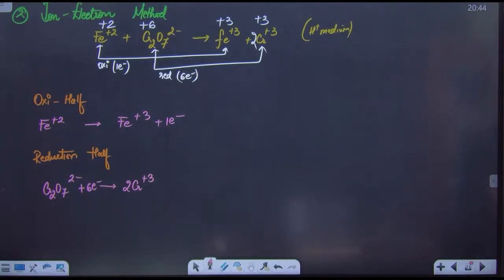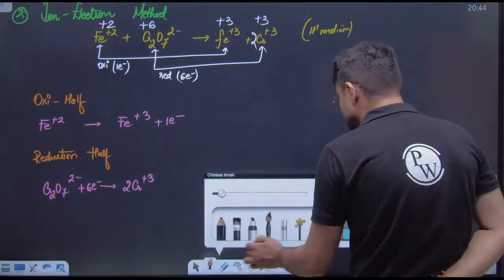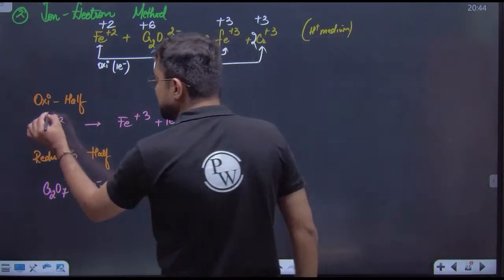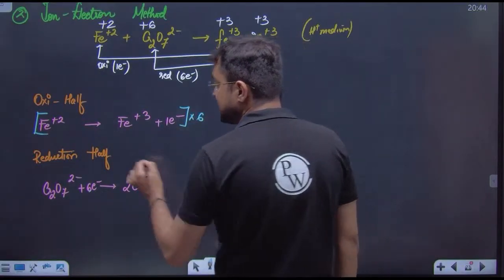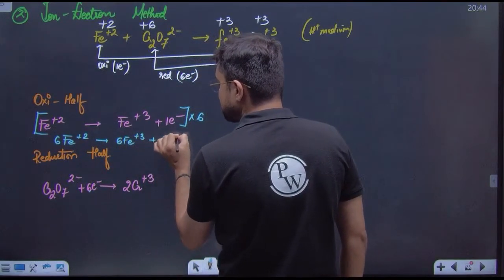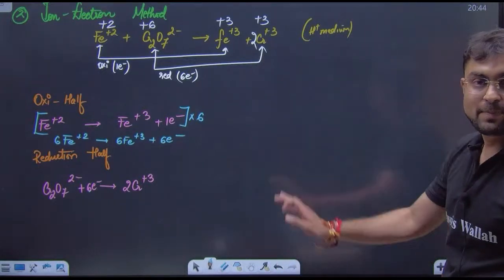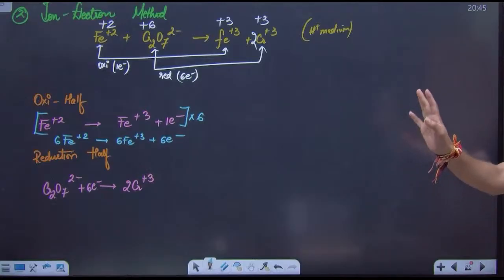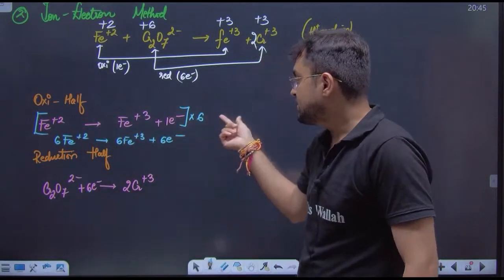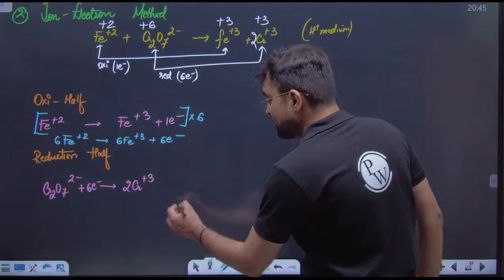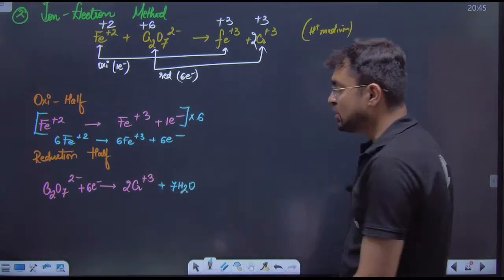Now once this is done, again our every step will be same. As you can see here, chromium needs 6 electrons, but iron is releasing only 1 electron. So now in the next step, we will multiply this entire reaction by 6. So I'll be getting 6 Fe dipositive, 6 Fe tripositive plus 6 electrons. Now I will balance oxygen and hydrogen atoms respectively. I will balance everything separately. But in iron, I cannot see any oxygen, I cannot see any hydrogen. Leave it. Now, reduction half, I can see 7 oxygen on the reactant side, but 0 oxygen on the product side. So I'll be adding 7 water molecules here.